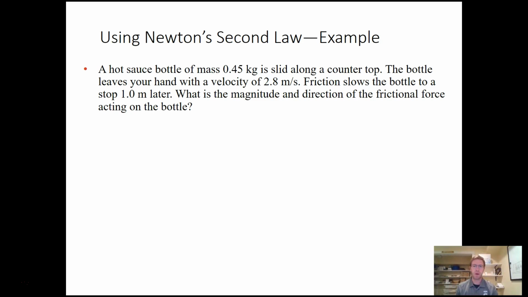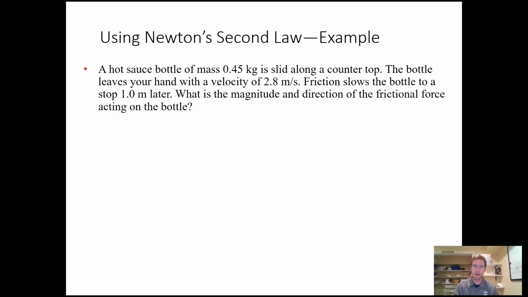So I push this bottle of hot sauce at 2.8 meters per second is what it's moving at as it leaves my hand. It slides 1 meter, stops in front of the person down the counter from me, and it has a mass of 0.45 kilograms. It's a substantial bottle of hot sauce, apparently. All right. What is the magnitude and direction of the friction force? Go.